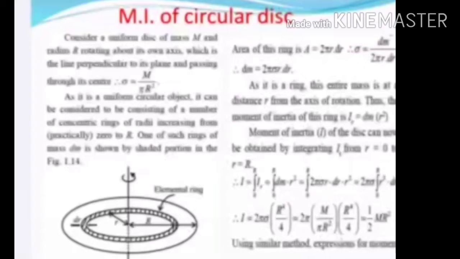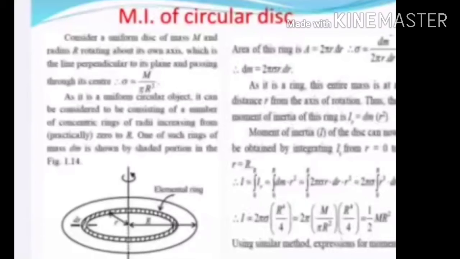Therefore, the area of this ring is given by 2 pi r into dr, that is circumference into the thickness. The circumference of this small ring is 2 pi r and the thickness is dr. Therefore, the area of this ring having radius small r is given by 2 pi r into dr, and therefore surface density sigma is equal to dm upon the area of ring.